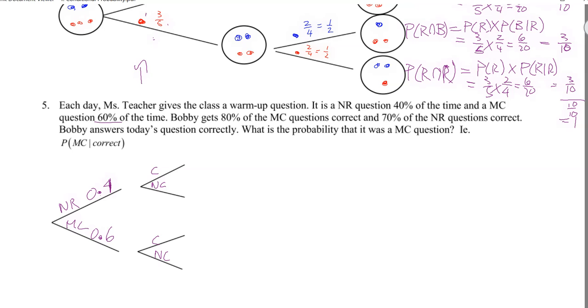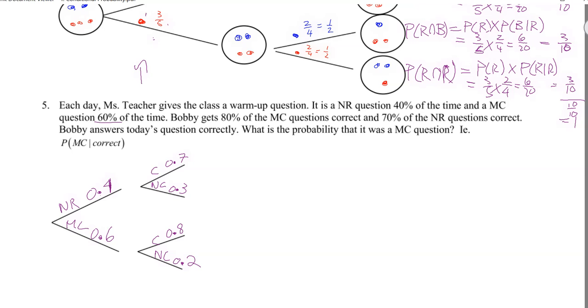So, what do we get? If it's multiple choice, he gets 80% of the multiple choice correct. Given that it's multiple choice, he's got 0.8, which means he gets 20% of those wrong. Again, these have to add to 1. And 70% of the numeric response. So if it's numeric response, this is 70%, and these have to add to 1, so that's 30%.